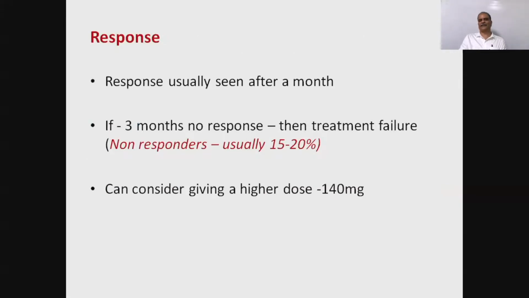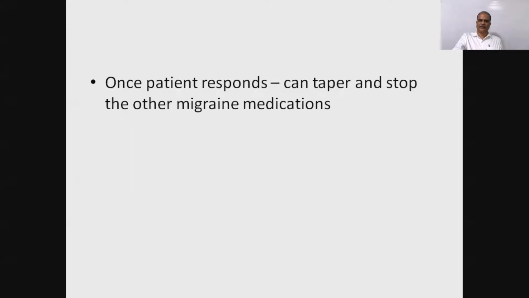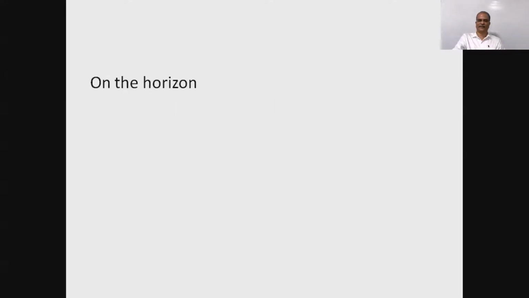So when you start injection, the response is usually seen after 1 month. And if you have no response after 3 months, then that means that patient is not going to respond. It's called treatment failure. And usually up to 20% of patients can be a non-responder for erenumab. But those patients you can consider giving a higher dose and wait for 1 or 2 months before you stop treatment altogether. And once the patient responds, the patient will be already on other medication. You can start tapering your other medication, and then continue the patient only on this injection.